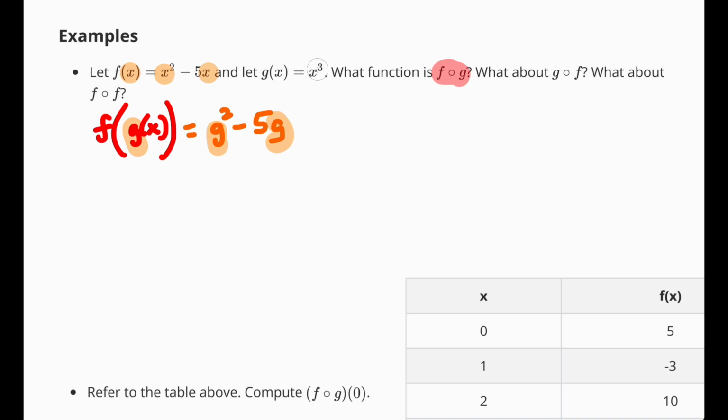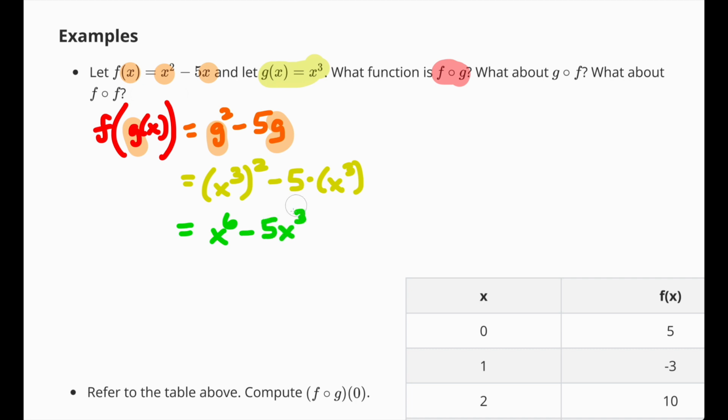Now we know what g is based on this function right here. It's equal to x cubed. So what I'm going to do is just put x cubed in for all these g's. I'm going to simplify this out, and you're going to get x to the 6th minus 5x cubed, and that's your final answer. If you notice, I did not do f times g, I actually put g in as the input for f to get this function.